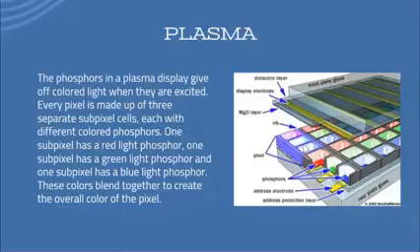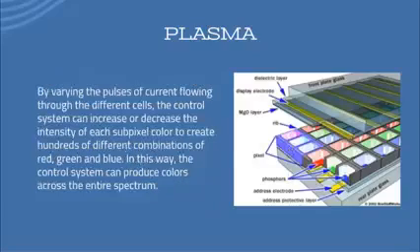So it still depends, for each pixel, on what intensity of color and what color the pixel will emit on the monitor or in the glass. Okay, and the display. By varying the pulses of current flowing through the different cells, the control system can increase or decrease the intensity of each subpixel color to create hundreds of different combinations of red, green, and blue. In this way, the control system can produce colors across the entire spectrum of colors.